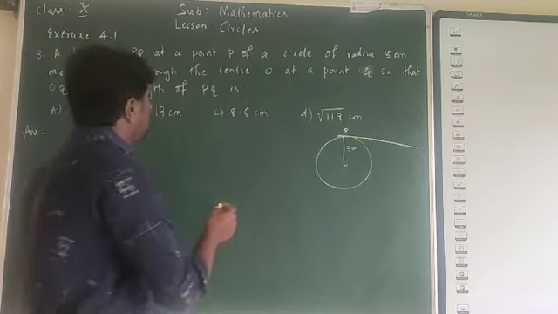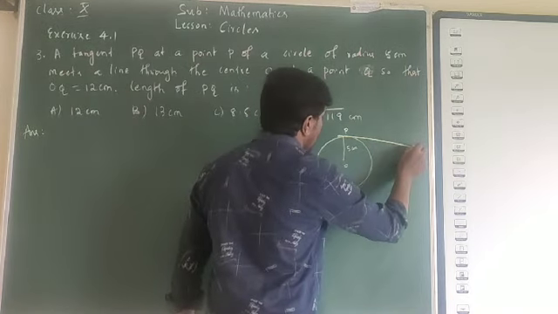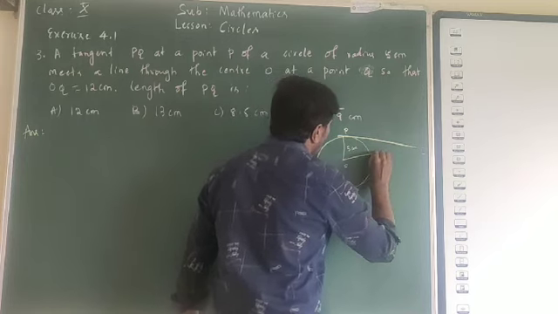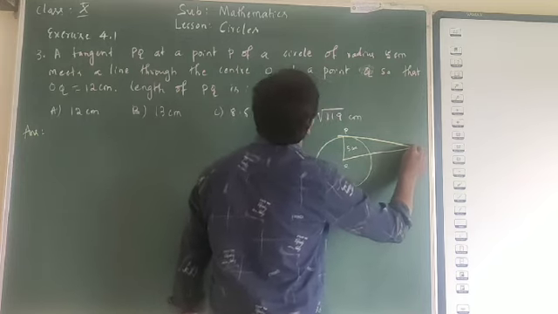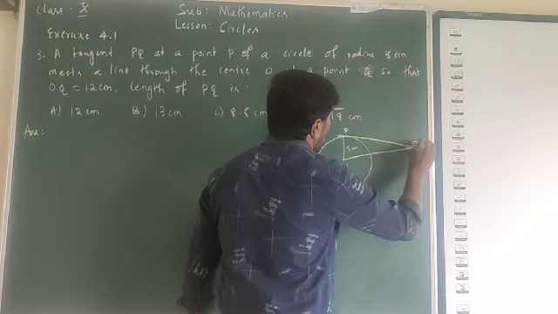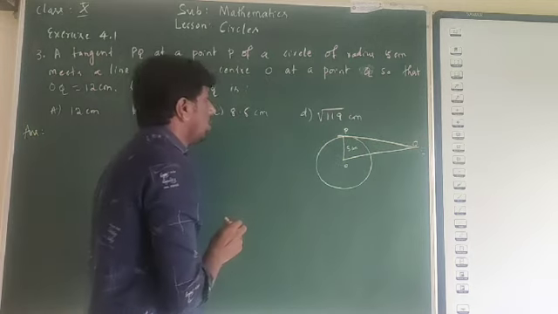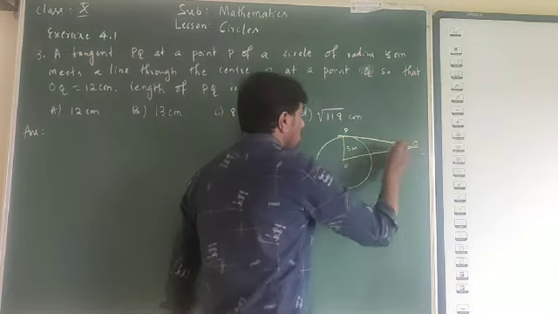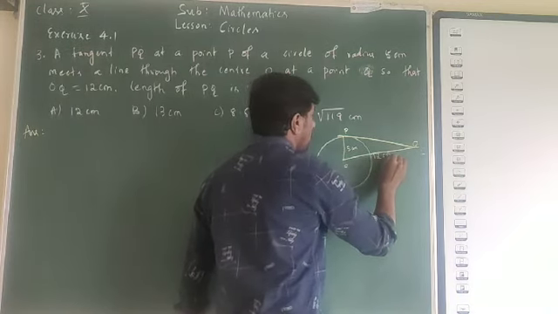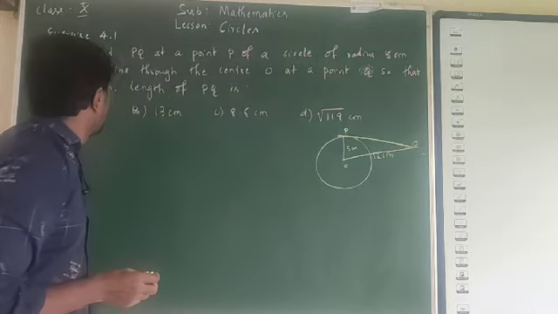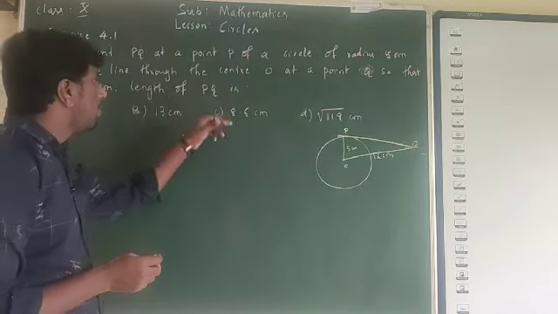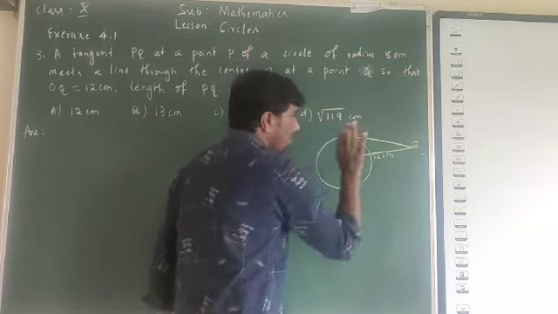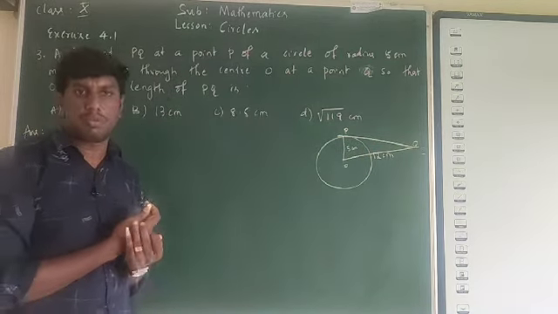This tangent will meet a line through the center at a point Q, so that OQ is equal to 12 centimeter. Length of PQ: we should find out this PQ. This length we should find out. That is the length of the tangent.